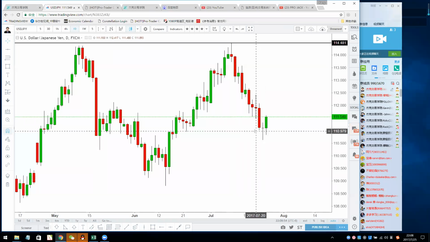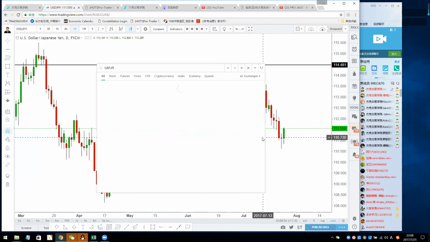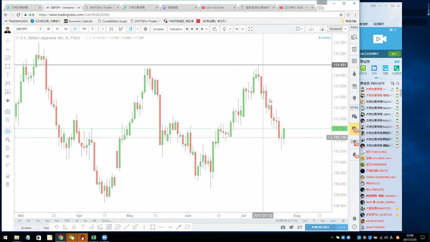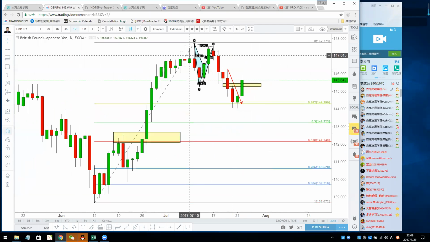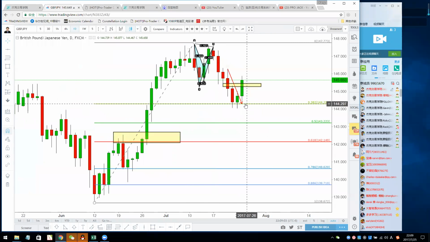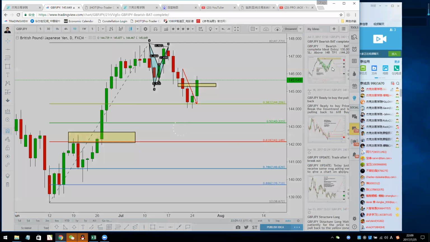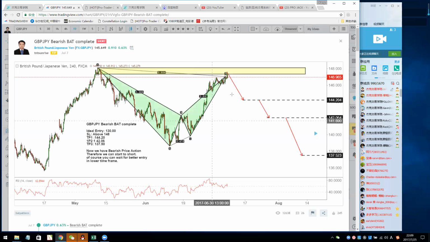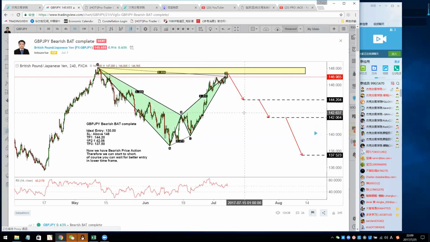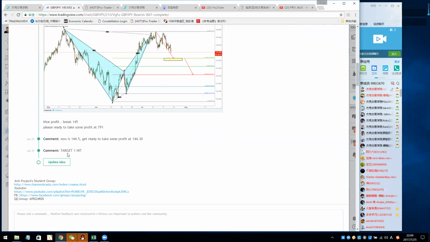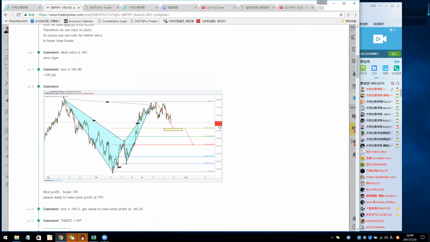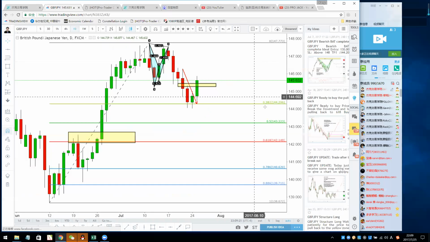Okay, it's almost 300 pips. For the sterling yen, we short from 147.40. For the sterling yen, we have this bearish bat pattern that just completed my first target, 144.29. Okay, and it's so important that we can take some profit of the short. All right, you can see here I published this bat pattern, right? You trade and you make a win. I say take some profit, target one hit, take some profit at 144.30. Okay, and now the price rises from 144.30.